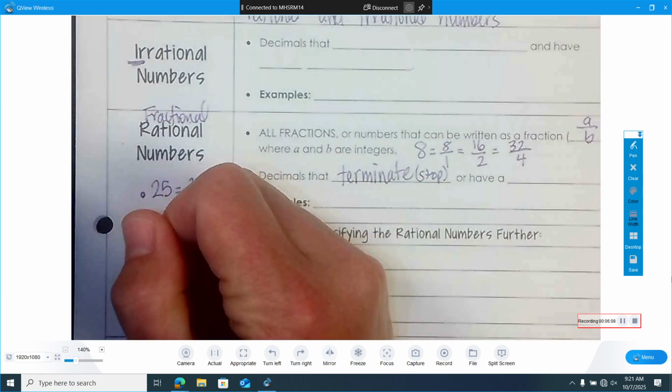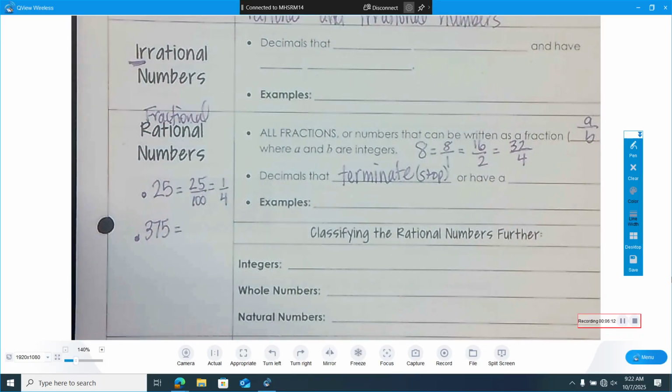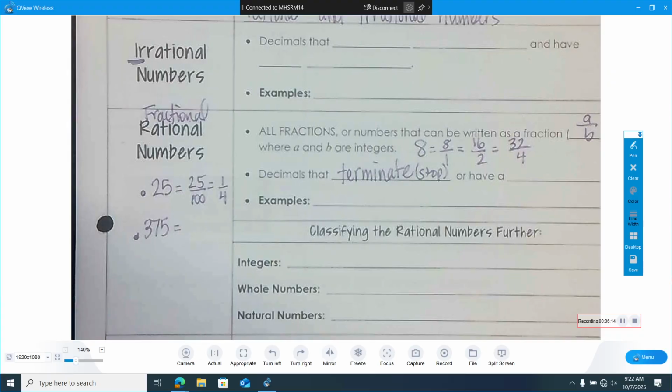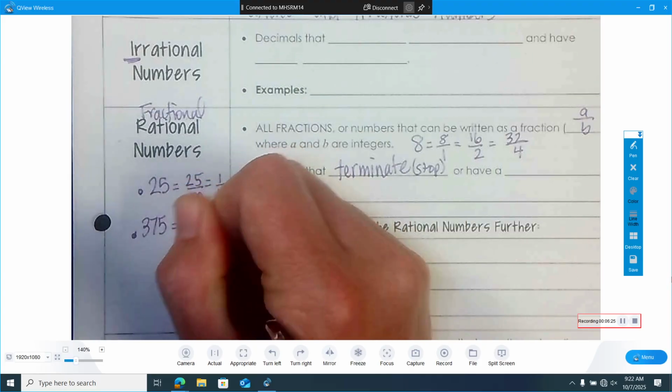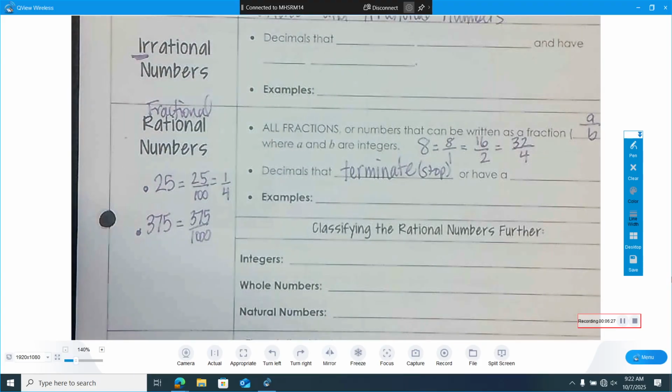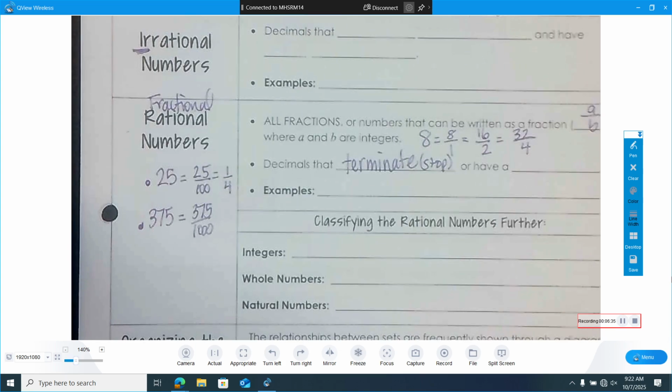What about 0.375? Is this a rational fractional number? Yeah. Why? Because it can be written as a fraction. What's my fraction here? 375 thousandths. Very good, ladies and gentlemen. So if you have a decimal that terminates, we can always write it as a fraction.